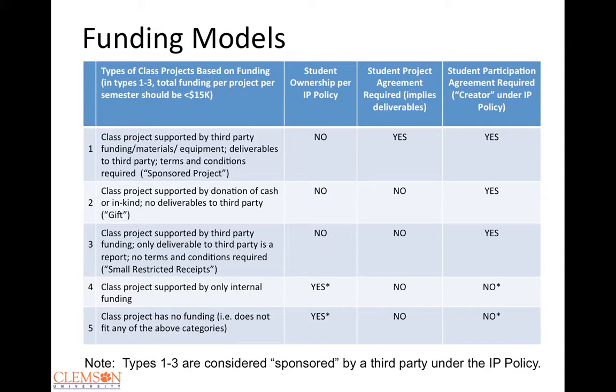So if you look at the second, third, and fourth columns, do you own the IP that gets generated out of this Type 1 funding model? And the answer is no. You must sign an agreement in order to participate in this type of class. And you are the creator of the IP that gets generated. So you don't own it, but you are the creator. Now, I'll try to clarify that a bit more, providing you with some subsequent slides.